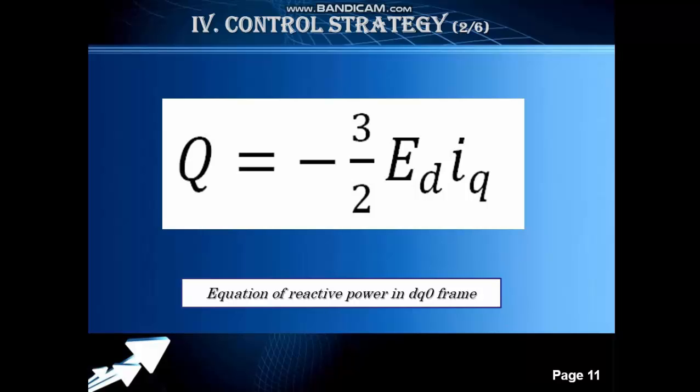To choose the second output, we have the expression of reactive power produced by the inverter, where ED is the direct component in DQ axis of the grid voltage, which is constant. So the reactive power can be controlled to compensate the reactive power caused by the load by controlling the quadratic component in DQ axis of the inverter current to converge to a reference which will be defined after. So the second output chosen to be controlled is IQ.